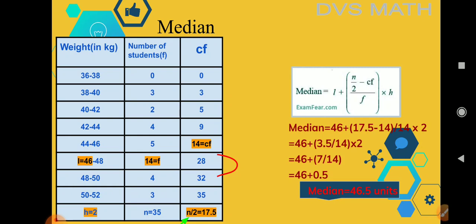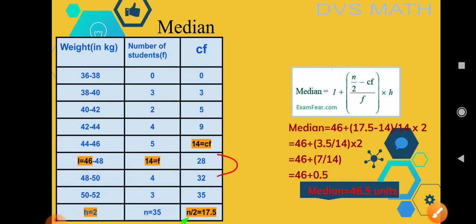As you all know, first take n by 2, and n by 2, 17.5, is in the range 14 to 28. As I told you, if you get a range, the first value itself is the CF. So here CF is 14. Next to the 14 value, consider the succeeding one as the F value, and parallel to the F value, consider the lower limit, and the difference between the limits gives the H value.